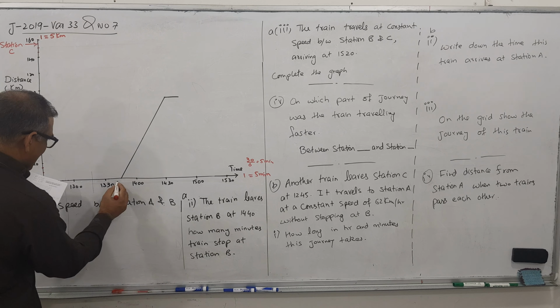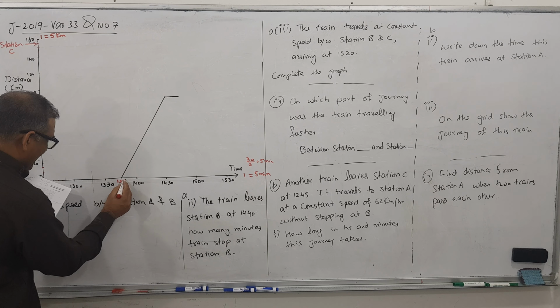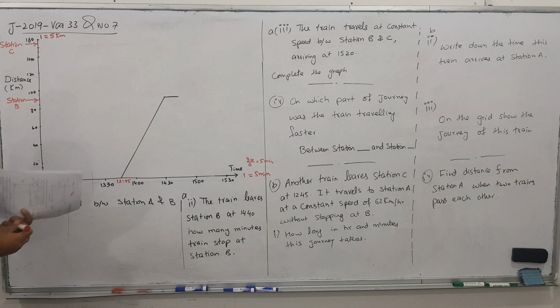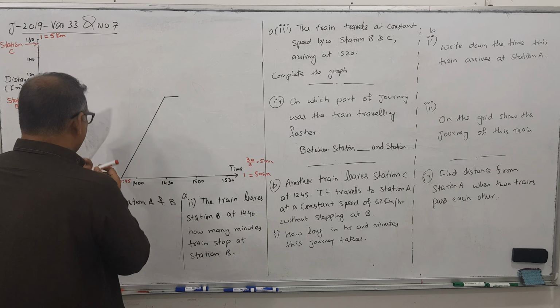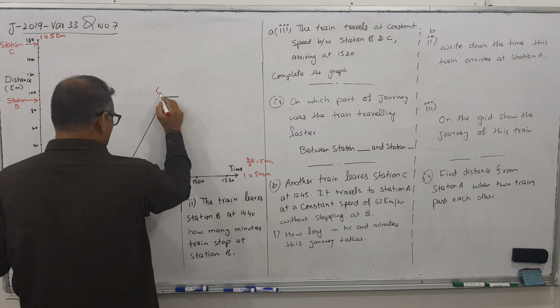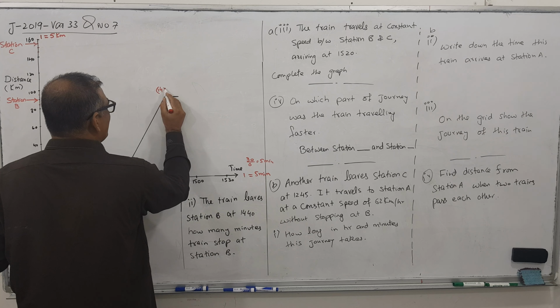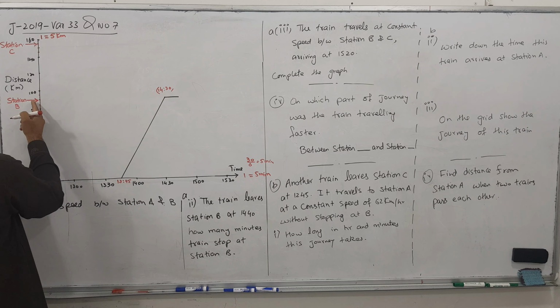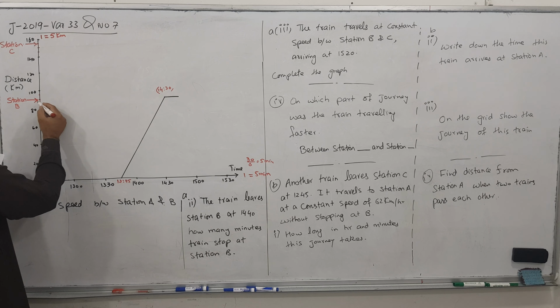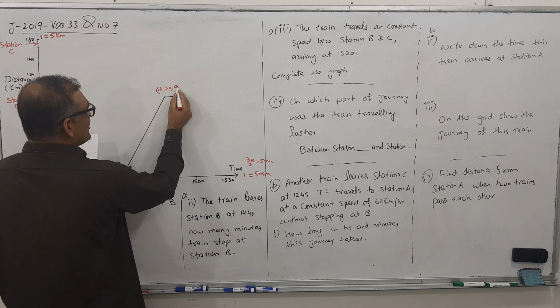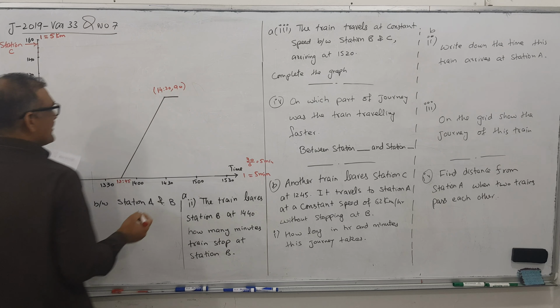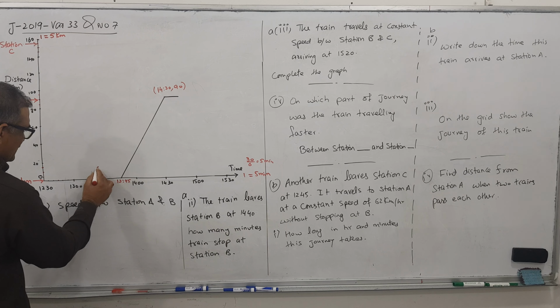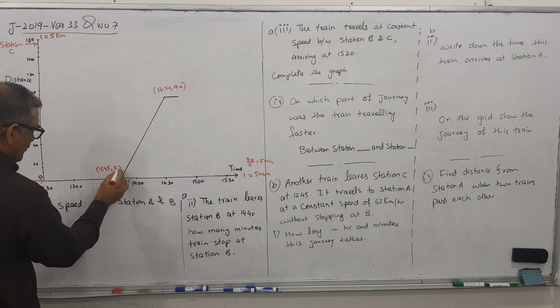So this is actually 13:45. The train leaves at 13:45, and the reaching time is 14:30. The y coordinate is 18 with 90, because 2 boxes are 90, so 90 kilometers. Repeating, this is 14:30, 90. And here the value is 13:45, comma 0.